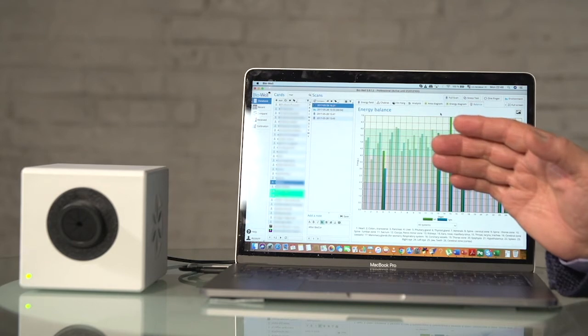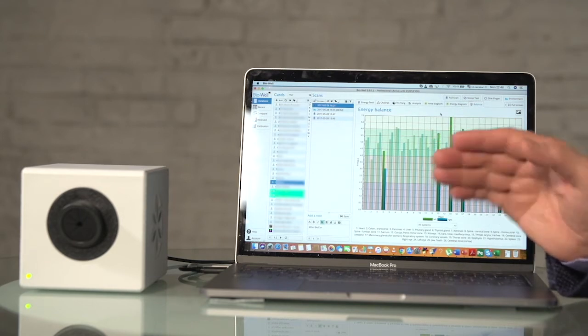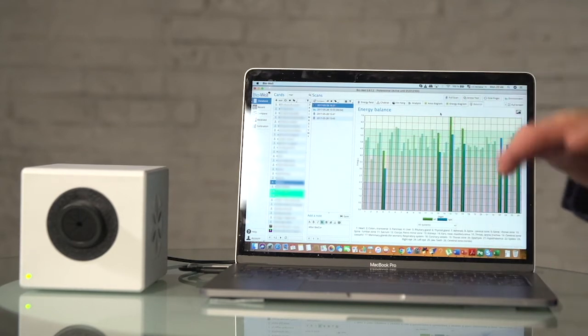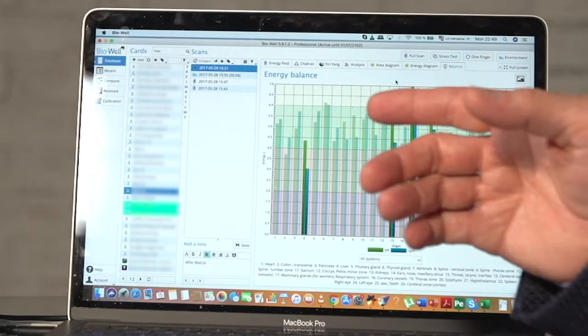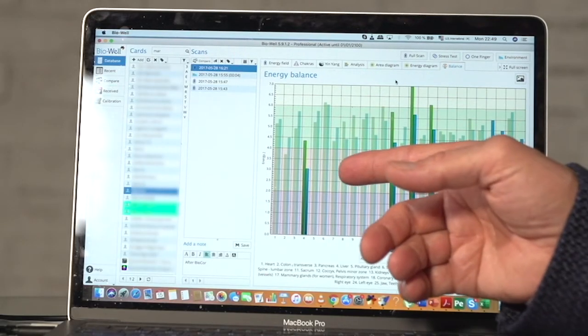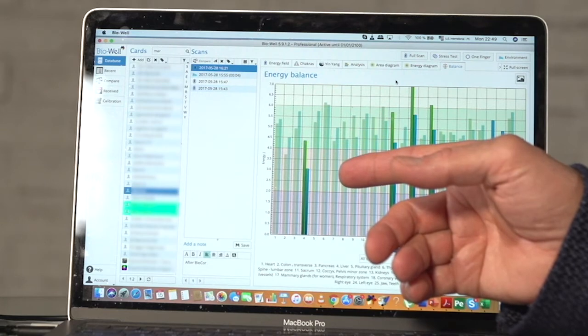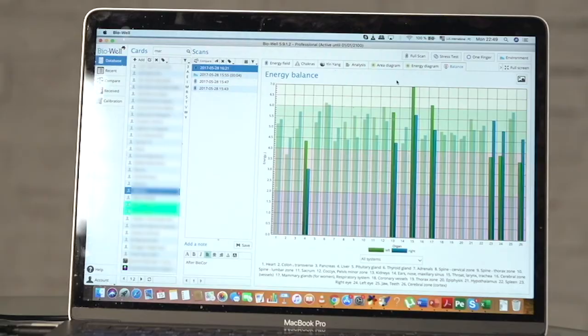Here we present most of the organs and systems that have left-right representation. That's why not all organs and systems are presented here, but only those that have two types of representation. And then, if we see a difference in energy of more than 20% or even 15% between left and right, then we highlight this bar. So the more highlighted bars you have, the more unbalanced the system.